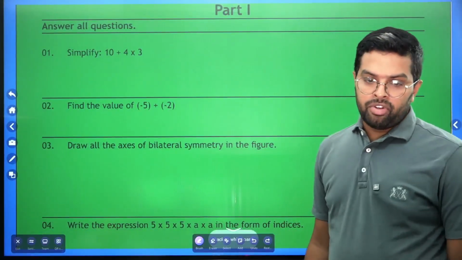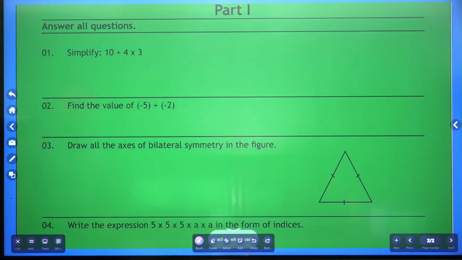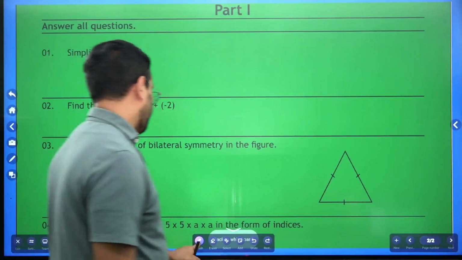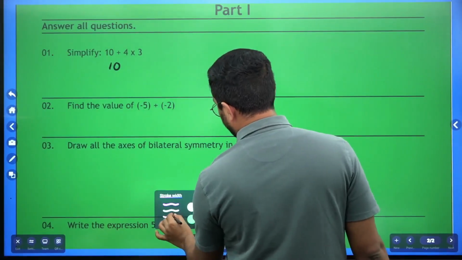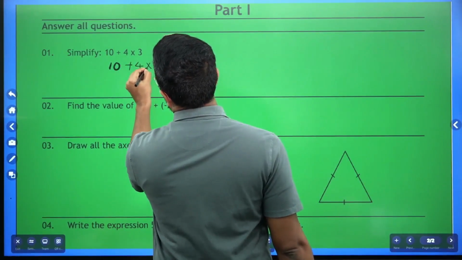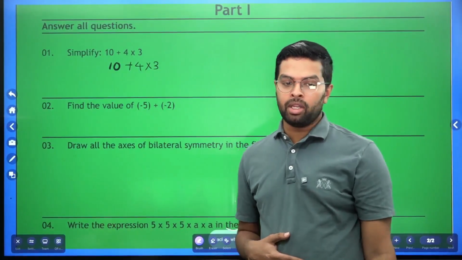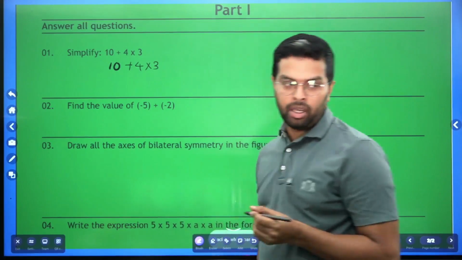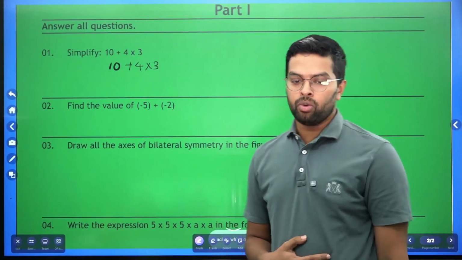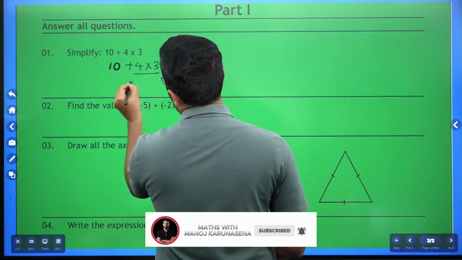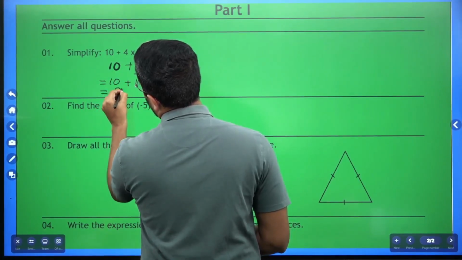All right. First question is to simplify. So shall we simplify the given sum? Here we have 10 plus 4 times 3. So when it comes to this question, we have two different mathematical operations, addition and multiplication. If you can remember, what is the first mathematical operation we have to do? Yes, we have to do the multiplication first. So 4 times 3 is 12, and for that we are adding this number 10. So 10 plus 12 is 22.